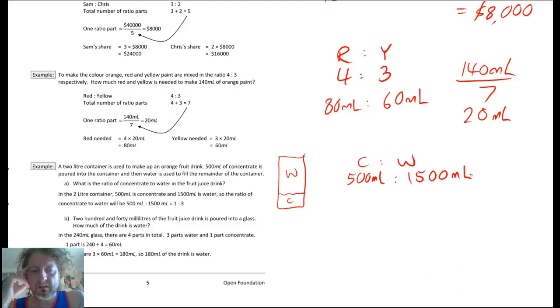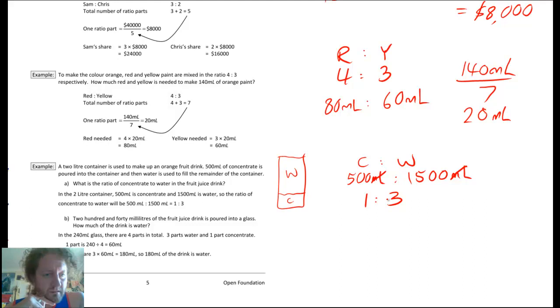And there, if you want to look at the simplified ratio, it says what's the ratio of concentrate to water in the fruit juice drink. Well, if I'd read the question carefully, it says concentrate to water, so I'm glad I went C to W. It actually doesn't say in simplest form, but let's go for it. We should put ratios in simplest form if we can. I've got the same unit, so I don't need them, and I can see a common factor of 500. There's 1 500 is 500, 3 500 is 1,500. So this concentrate to water ratio is 1 to 3.